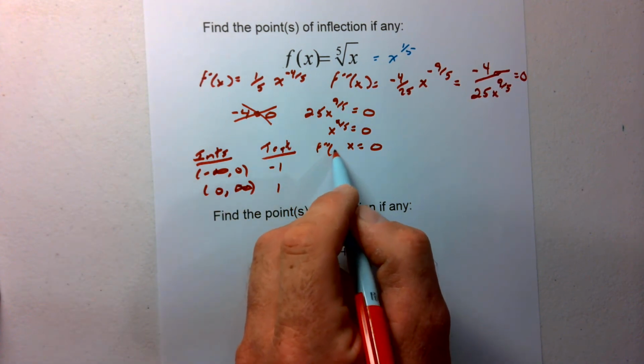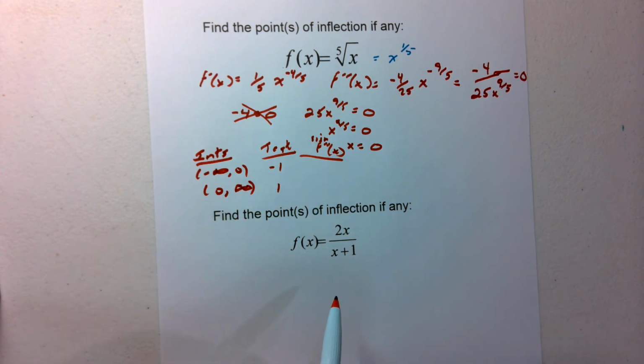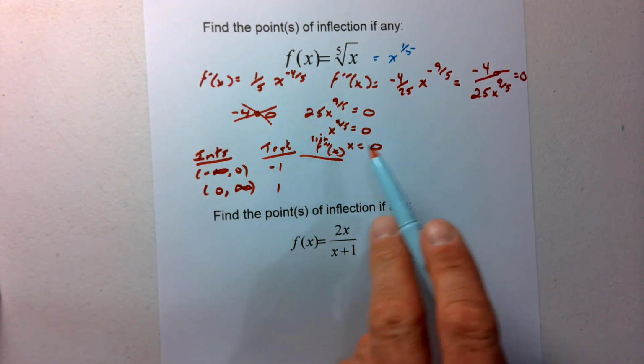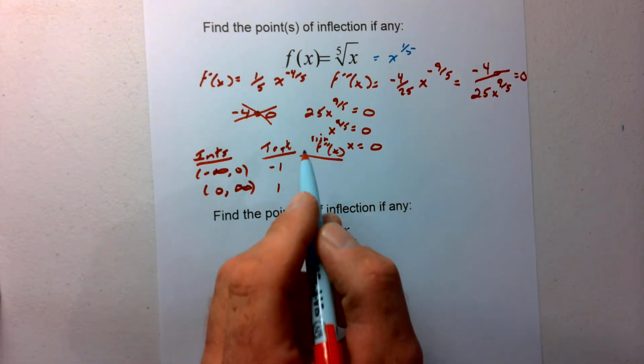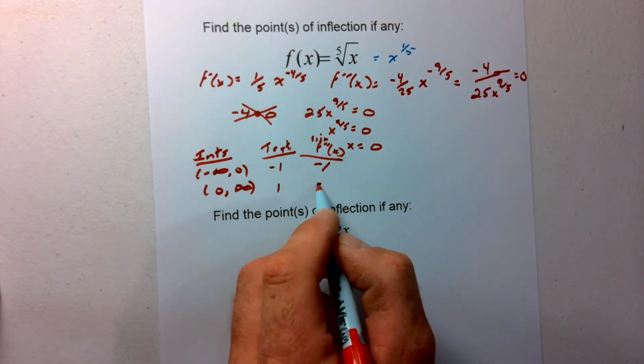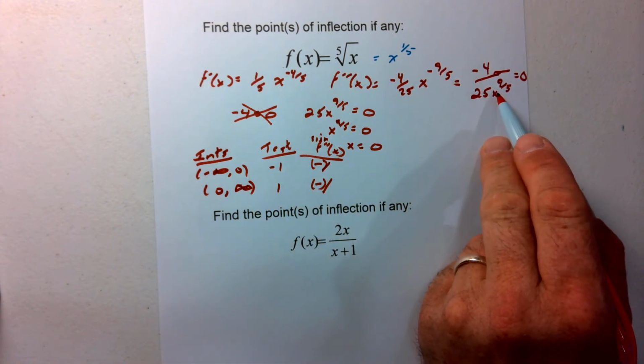And I'm looking for the sign of the second derivative. So what do we get? Well, if I plug in negative 1, again, that negative 4 is always going to be negative, isn't it? So I have a negative divided by something. Well, what is that something on the bottom?